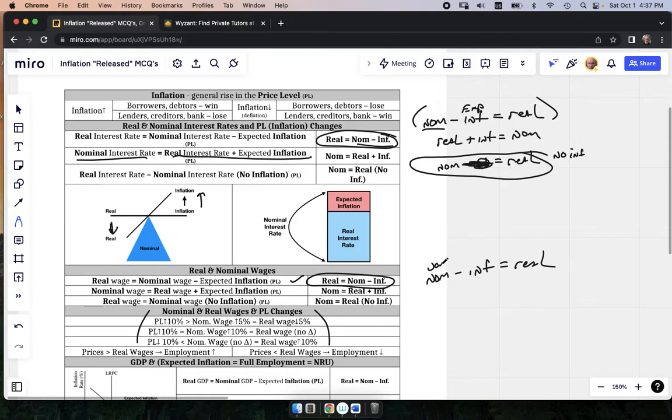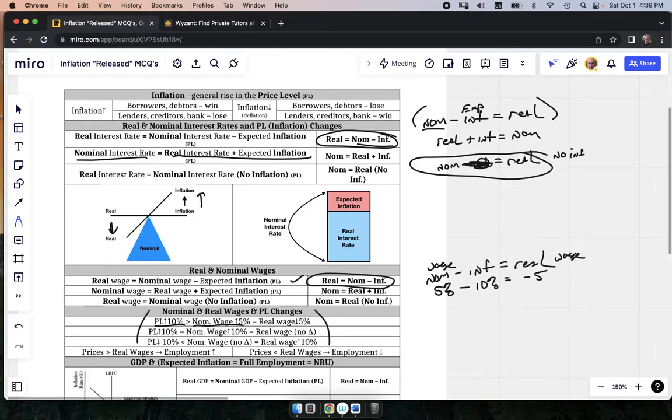Your nominal wage, let's say you get an increase in your nominal wage of 5%. So you get a raise of 5%. Your nominal wage is what you actually get paid. But inflation goes up by 10%. So if your nominal wage is 5% and inflation goes up by 10%, you are 5% poorer. 5 minus 10 is obviously negative 5. You have lost some real wage.